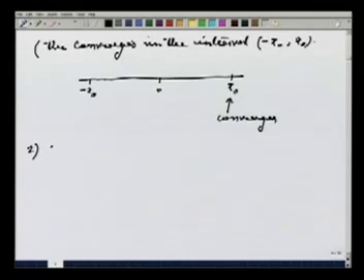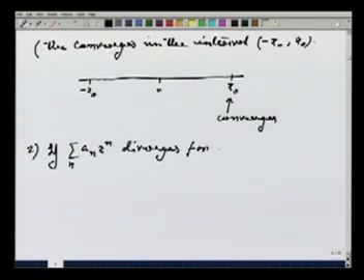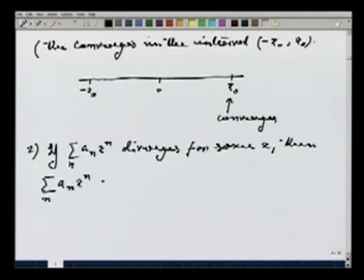Now there is a second part. It says that if summation over n a n x to the power n diverges for some x1, then summation over n a n x to the power n diverges if mod x is bigger than mod x1.